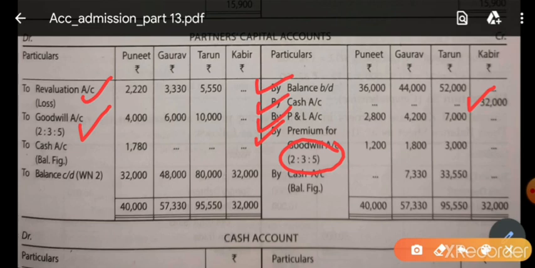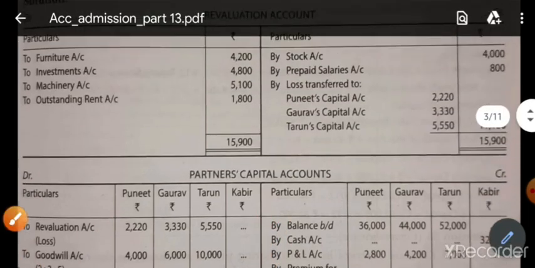The P&L account was distributed between the partners. So on the debit side, two things we have done. On the credit side, four things we have done. These things were already discussed in the previous questions also. So now let us see what is the new thing in the whole illustration.